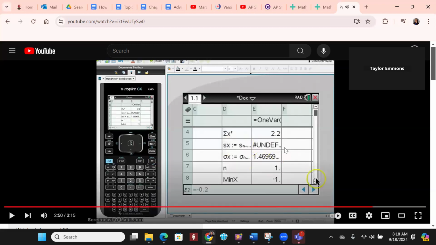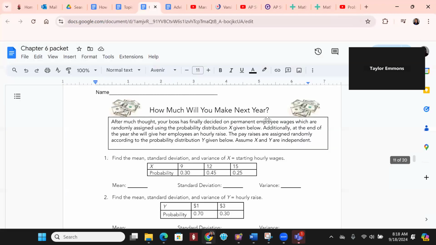Okay, did everybody hear that? So standard deviation is that sigma sub x. Variance, you just take this number and you square it. Okay, so that takes us into this next lesson.